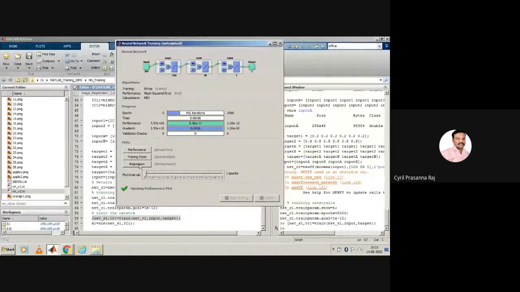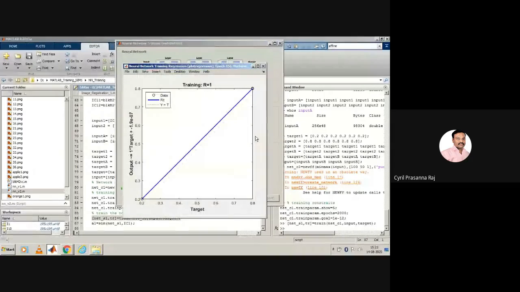You can even see the regression plot. The regression plot will define whatever target you wanted to achieve and the output. If regression is equal to 1, it implies whatever target you had intended for, the same you are able to achieve at the output. If it is not equal to 1, if it is less than 1, like 0.8, 0.9, 0.99 and so on, that means whatever target you intended to achieve, you are not able to reach at the output because the network is not completely trained. So you need to understand this is another very important metric for your neural network logic.